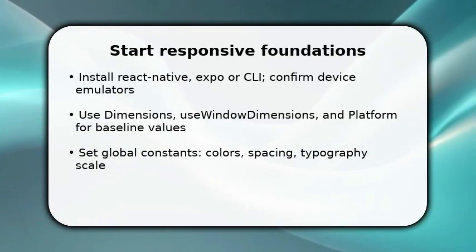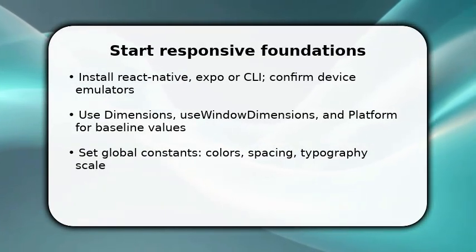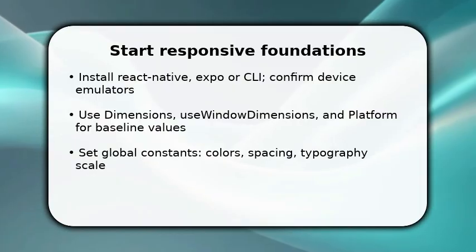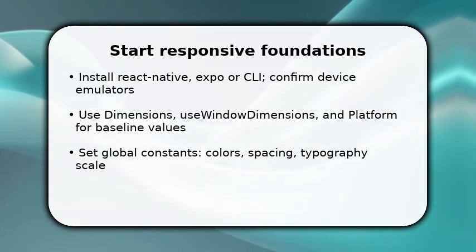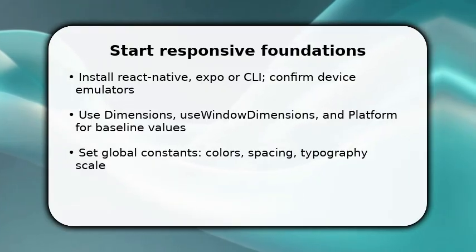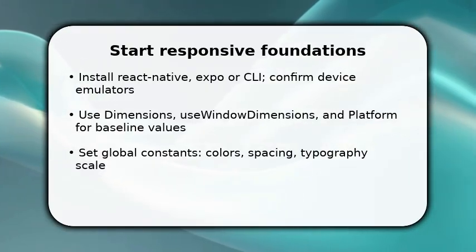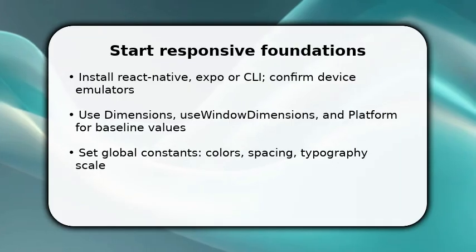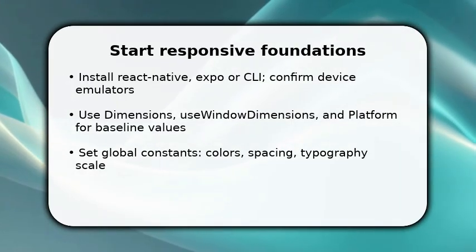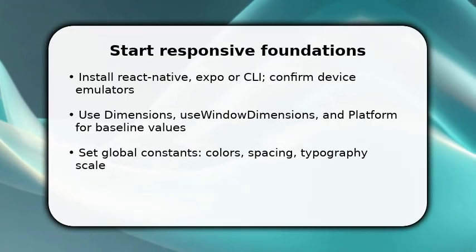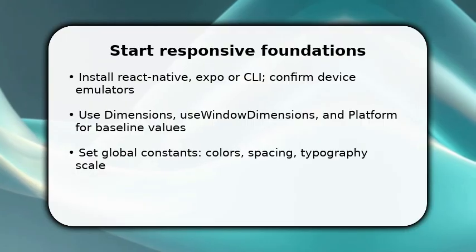You begin by defining responsive primitives so layouts adapt predictably. Measure viewport with dimensions or use window dimensions and record width, height, and orientation. Create a small theme module, spacing scale, font scale, and breakpoints. Import platform checks for iOS versus Android differences. Once done, replace hard-coded sizes with scalable tokens.